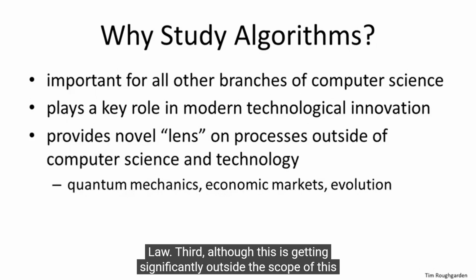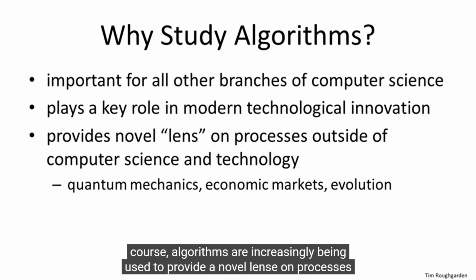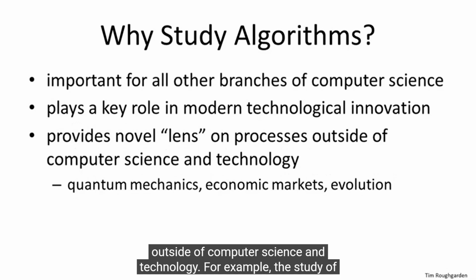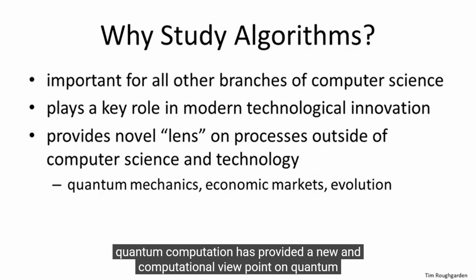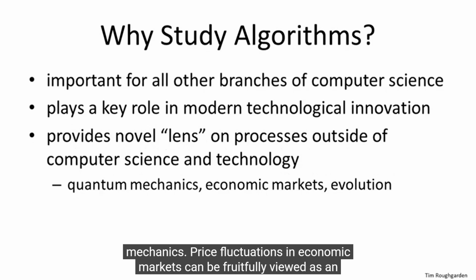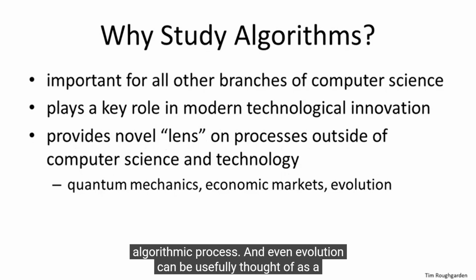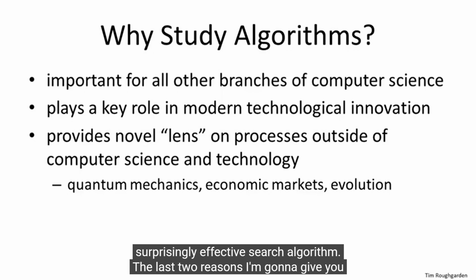Third, although this is getting significantly outside the scope of this course, algorithms are increasingly being used to provide a novel lens on processes outside of computer science and technology. For example, the study of quantum computation has provided a new and computational viewpoint on quantum mechanics. Price fluctuations in economic markets can be fruitfully viewed as an algorithmic process, and even evolution can be usefully thought of as a surprisingly effective search algorithm.